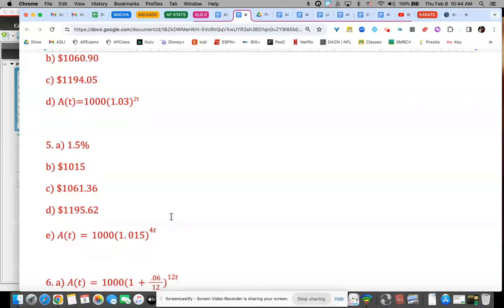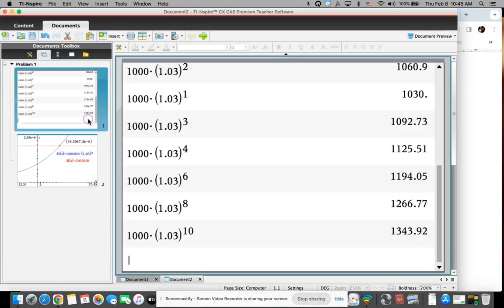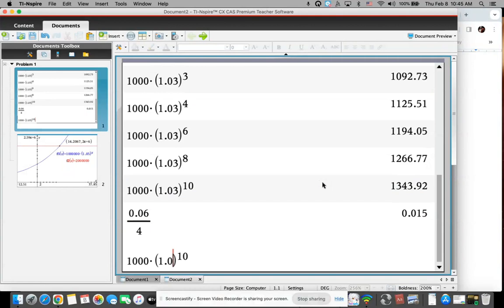Number 5, you're going to see is the same thing, except now we're going to compound it 4 times a year. So if it's 4 times a year, the rate is going to get divided by 4. So my 0.06, instead of being divided by 2, is going to be divided by 4. So that's 1.5% now, right? So I could use the same type of equation and change this to 1.5% now.